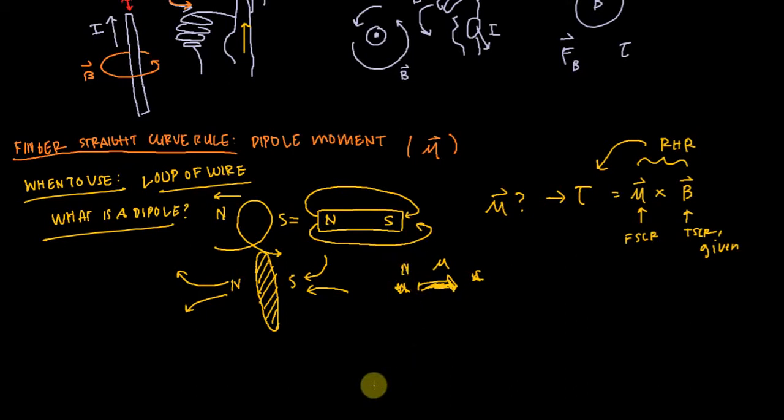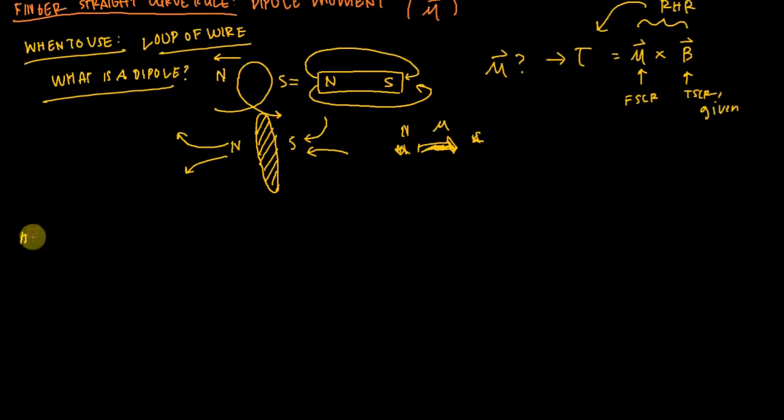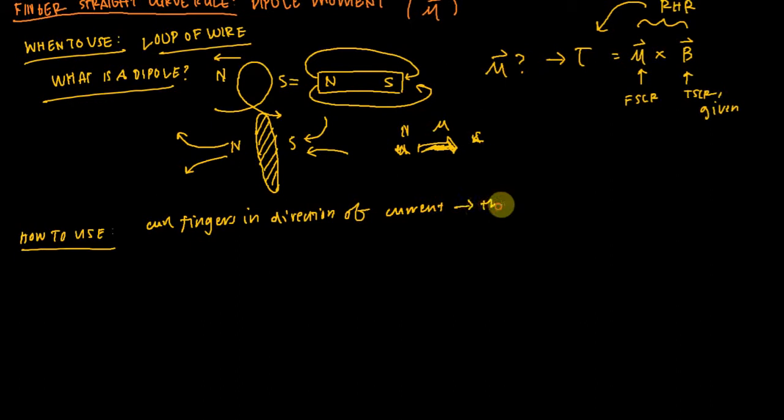Okay, so how do you use this? How to use. Okay, so we know when to use, how to use. It's really easy. You're going to curl fingers in direction of current, and then in this case your thumb. So what we know is our fingers, we know current, we know how we're going to orient our fingers. Thumb points in direction.